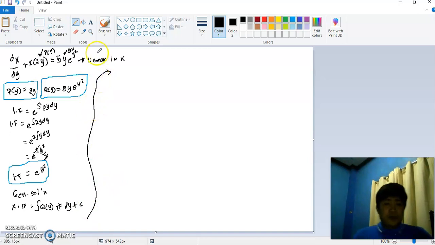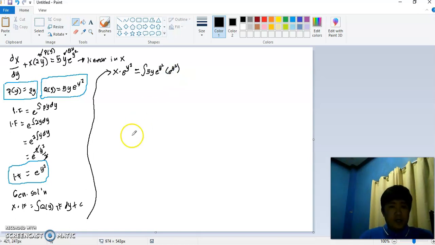So from there, just substitute: x times the integrating factor, e to the y squared, equals the integral of q of y, that is 5y e raised to the power of y squared, then times the integrating factor, e to the y squared, dy plus c. From there, we just combine what we can combine.